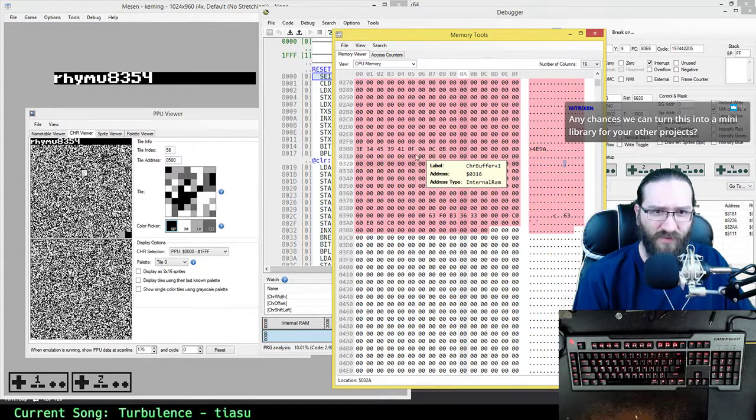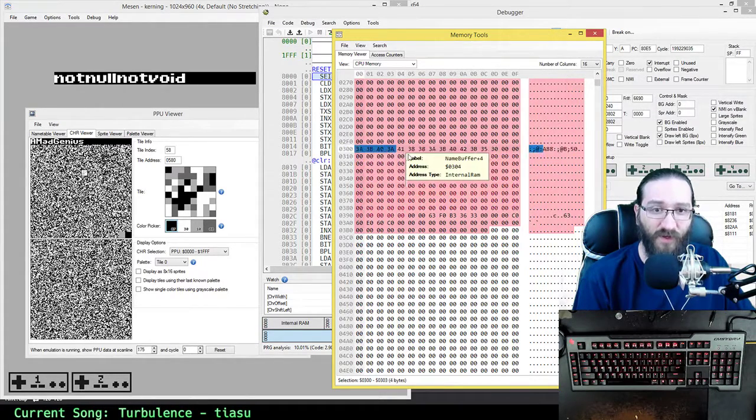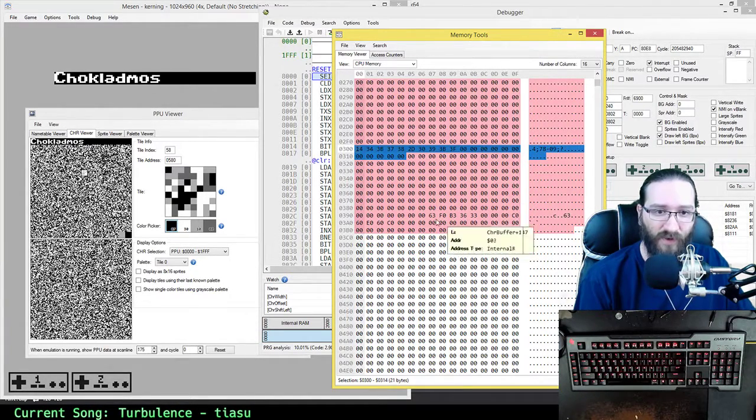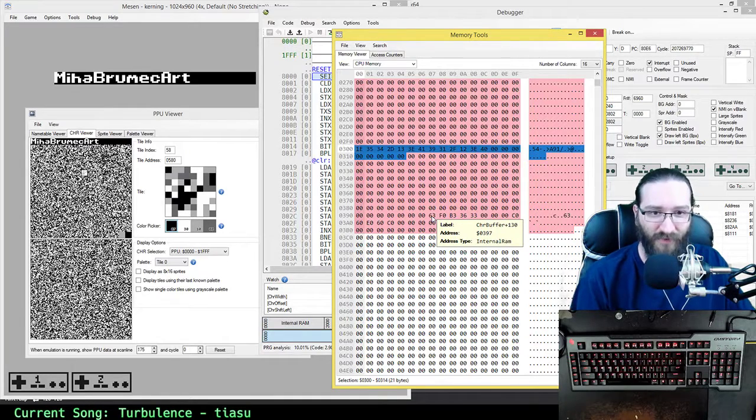So I load the name in right here. Actually, that goes to what? 20. So this is 21. Okay. See, I load the name into there. And why isn't it clearing this? Buffer 130.